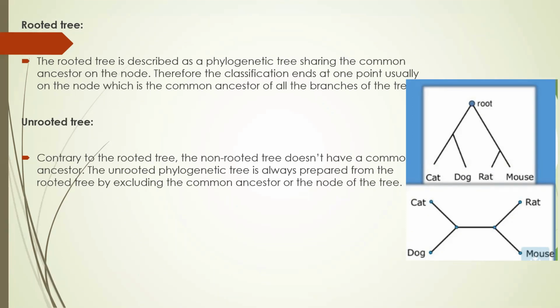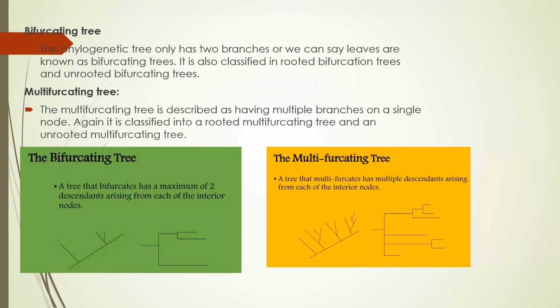Next, we have the unrooted tree. Contrary to the rooted tree, the unrooted tree does not have a common ancestor. The unrooted phylogenetic tree is always prepared from the rooted tree by excluding the common ancestor or the node of the tree.